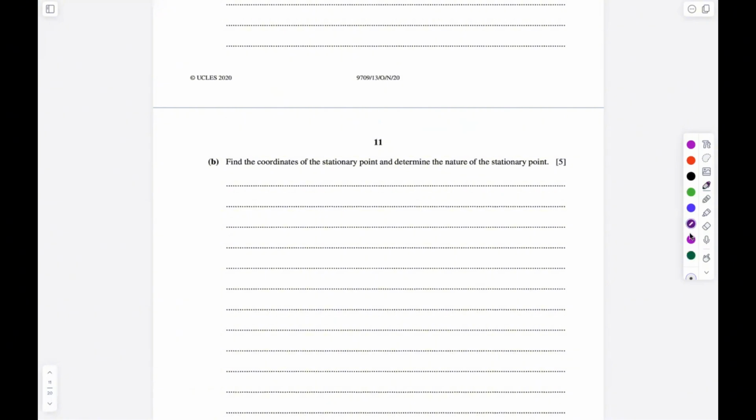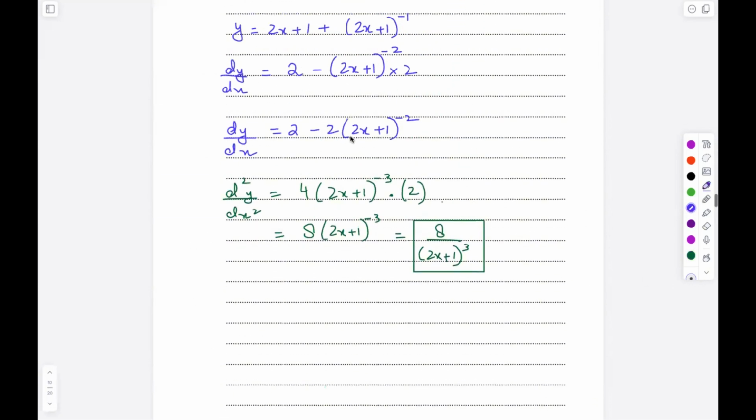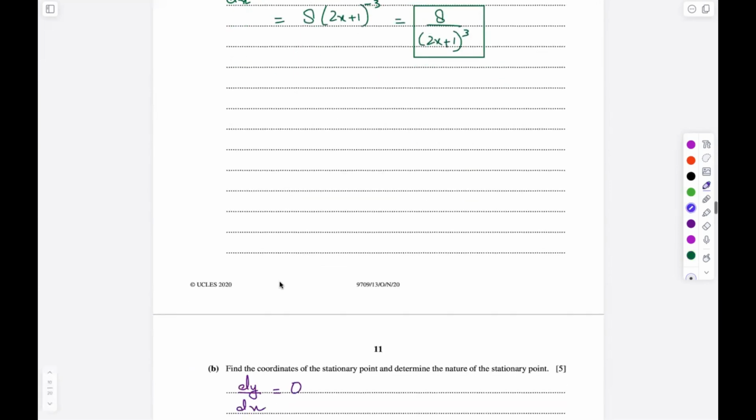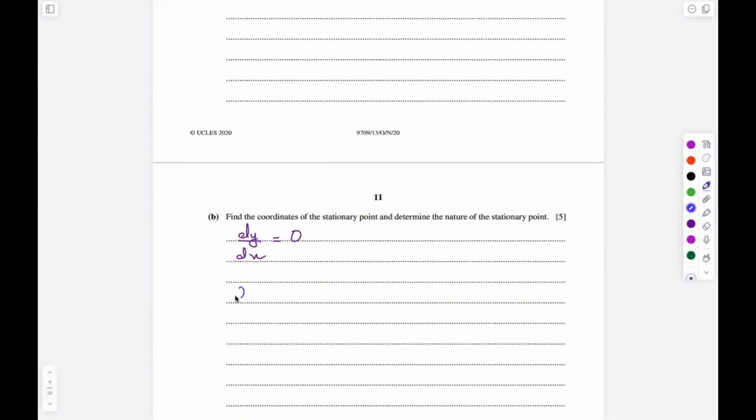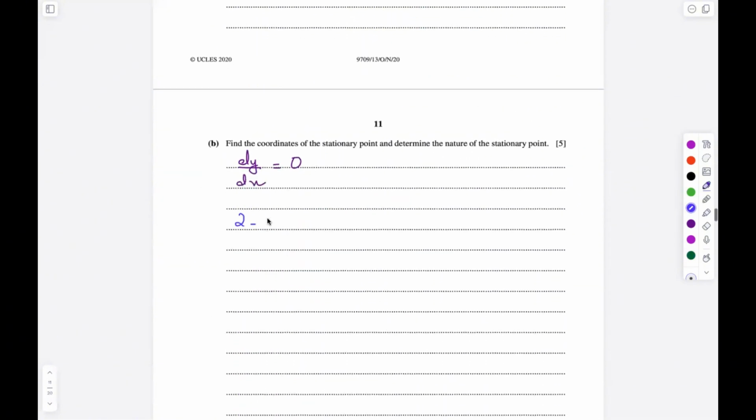In part B, it says find the coordinates of the stationary point and determine the nature of the stationary point. Now, when it is a stationary point, it means that dy/dx will be equal to 0. We already have an expression for dy/dx, which was 2 minus 2 into (2x plus 1) to the power minus 2. We'll put it equal to 0.